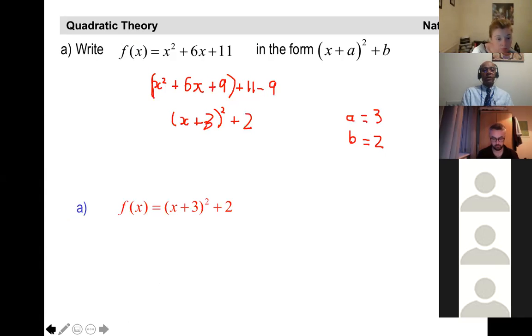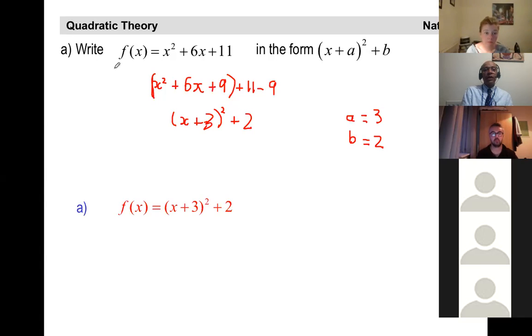Okay. See how it says write it in the form? Having a equals 3 and b equals 2 to the side is enough. You don't need to write out that form as (x plus 3) squared plus 2. So you don't need to write a equals 3, b equals 2, because what you've done, you've answered the question, you've written it in this form.